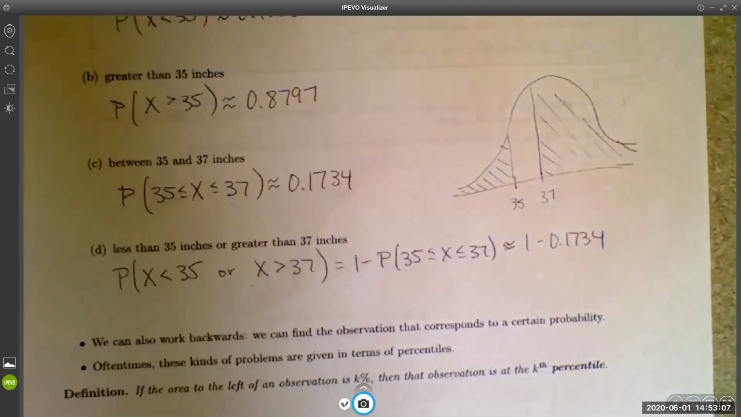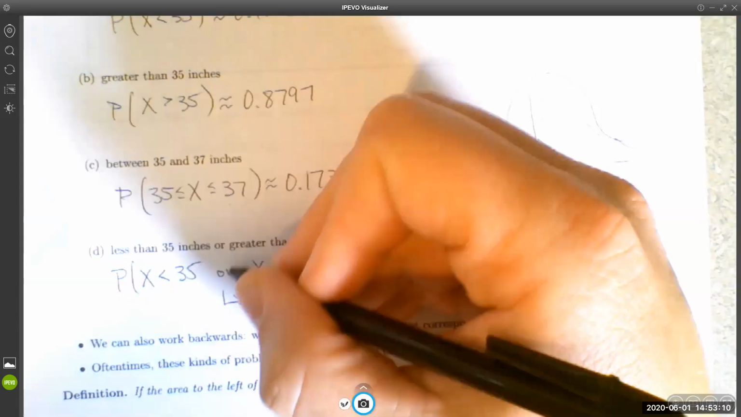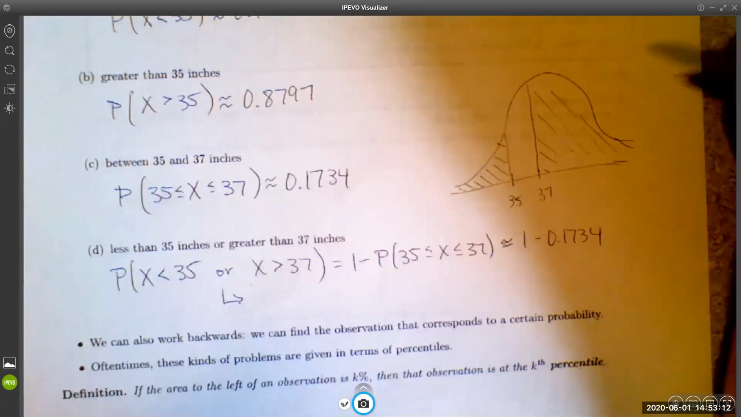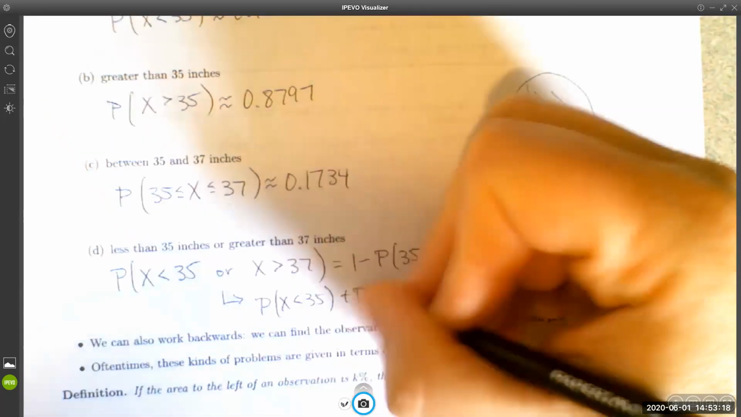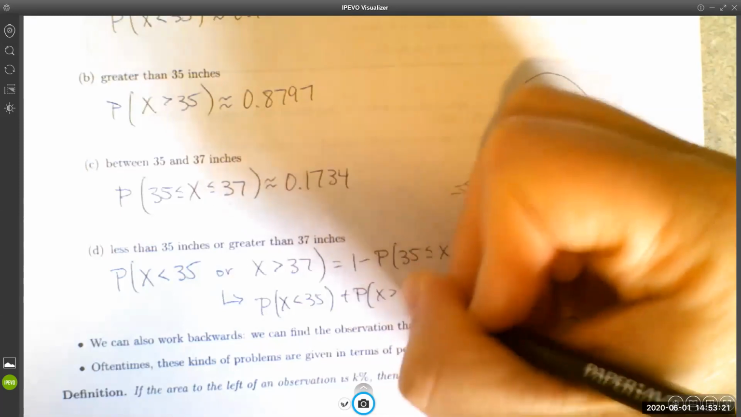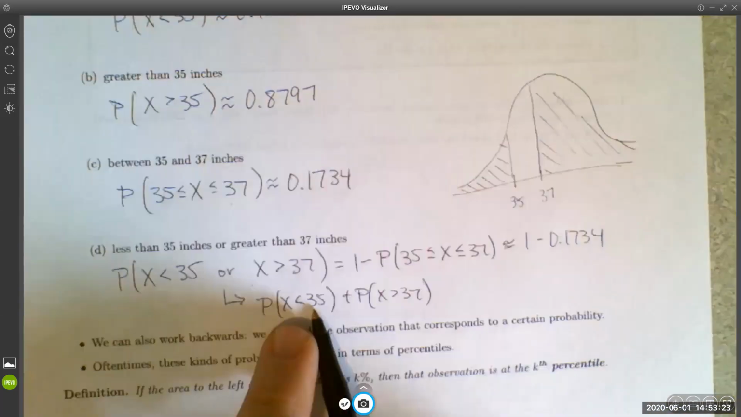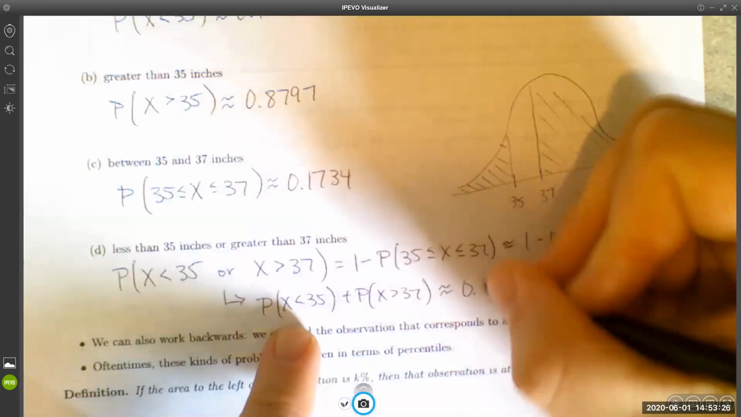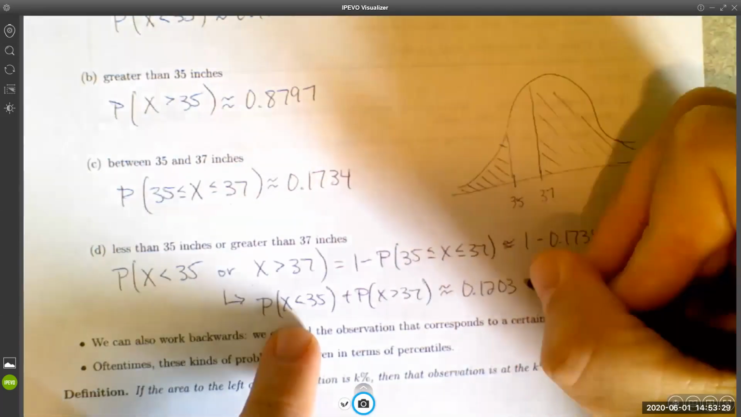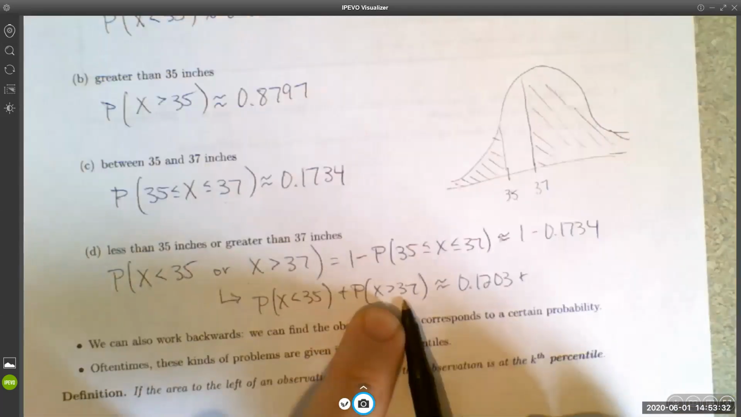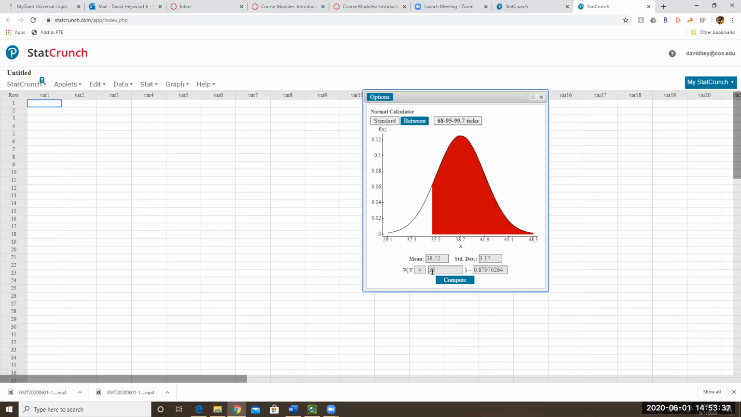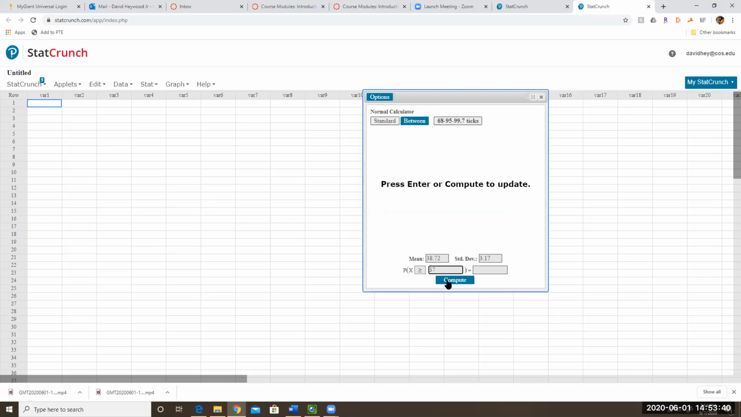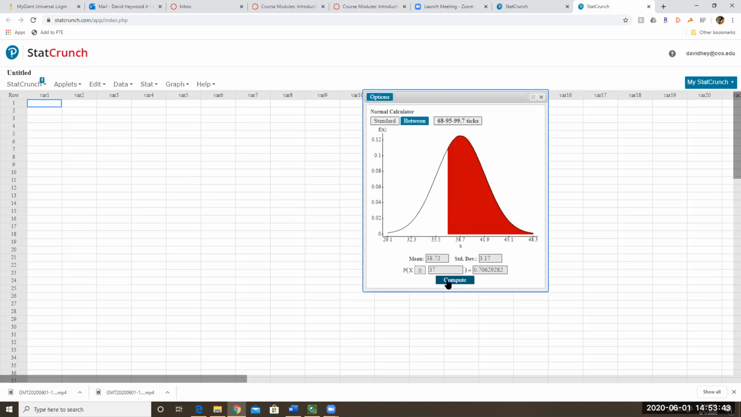The other way you could do it is to realize that this OR is going to turn into addition. And so you're just going to have probability x is less than 35 plus probability x is greater than 37. And you can go into StatCrunch and figure out this probability, which we've already done. We know that that's about 0.1203. And you can go into StatCrunch and get this probability, which we haven't done. So let's do that. Okay, probability x is greater than 37 is 0.7063 approximately.